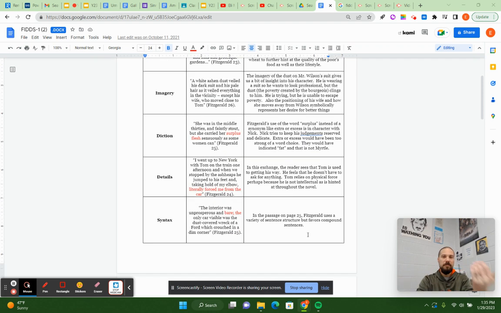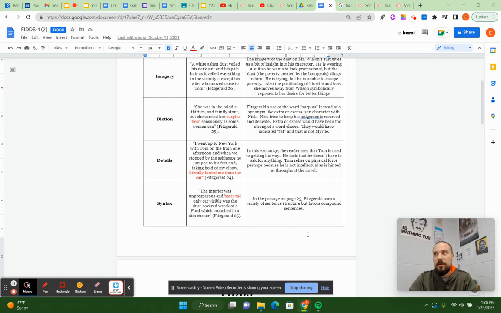Next up, we've got imagery. Imagery is sensory details. People get imagery and figurative language confused, and oftentimes they complement each other, right? One kind of helps the other, but imagery is your sensory details, your five senses: sight, smell, taste, touch, sound. Describing things with those senses helps the reader paint a mental picture.